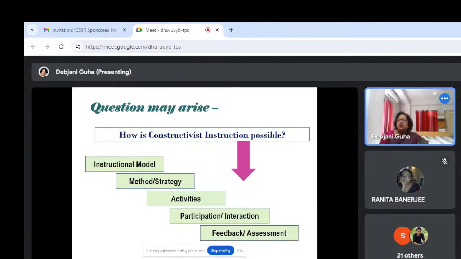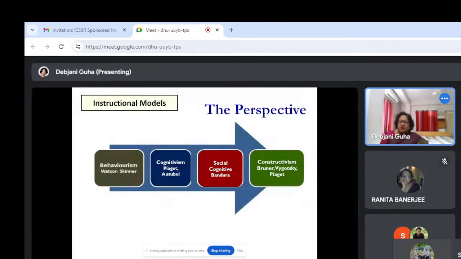These are the instructional model. That is, the teachers have to choose or select the instructional model, the methods or strategies that they want to provide in the classroom situation, the activities which will be provided to the higher education learners, the nature of participation and interaction, and finally the feedback and assessment system.